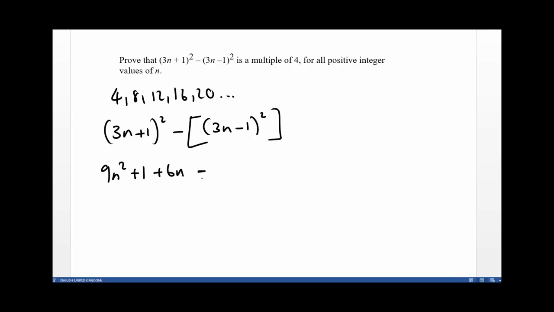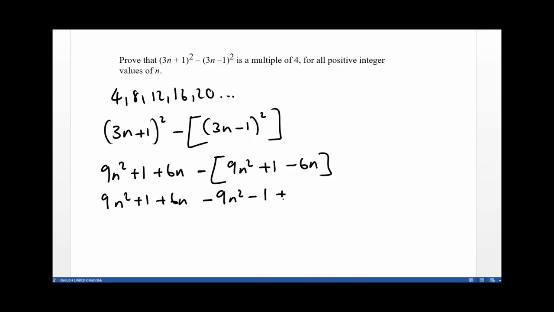Minus, which has come from here, brackets, 3n, and we're going to square it, 9n squared, minus 1, square it, it's going to give us plus 1. 3n times minus 1 is minus 3n. Minus 3n times 2 is minus 6n. Okay? The signs are going to change in this bracket now. So I'm just writing out this one here. That's going to become minus 9n squared. That's going to become minus 1. This is going to become plus 6n.